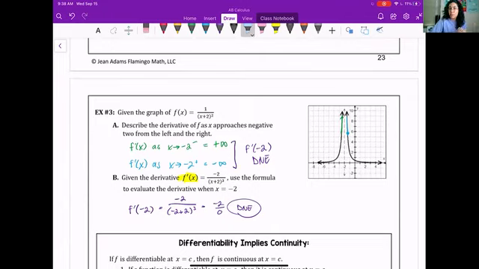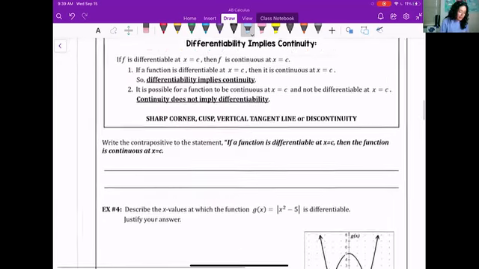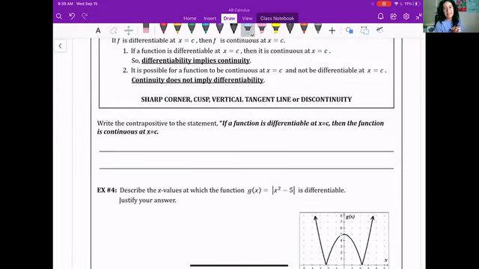Okay, so if you want to know if a function is differentiable, first ask yourself, is it continuous? If it's not, no way it's differentiable. If it is continuous, you got to do a little more work. It still might not be, but it could be differentiable. Okay, so down here, they want us to write the contrapositive of this statement here. So a little flashback moment to geometry. Okay, so they've told us something.